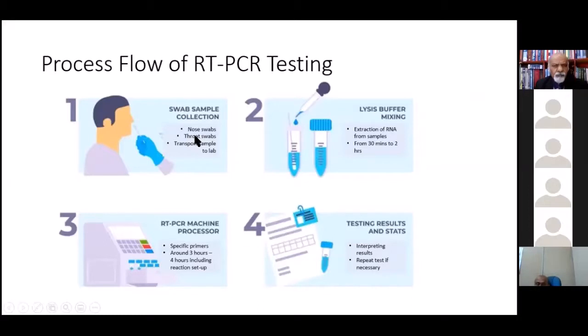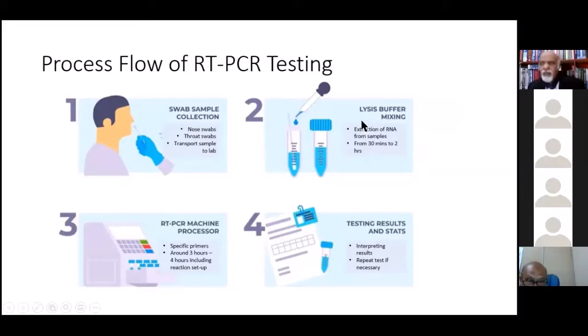So this slide is a schematic of the process flow for RT-PCR testing. First step is the sample collection. So nasopharyngeal swab or NPS is the sample of choice in most labs. And step 2 is the extraction of the RNA of the virus from the samples that are collected. So there are different methods of the RNA extraction.